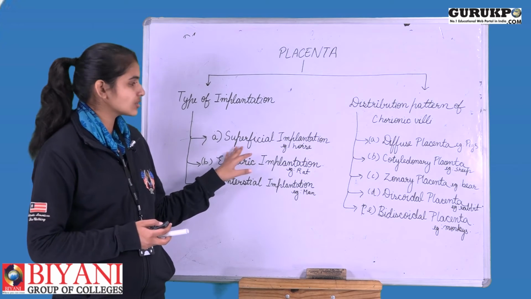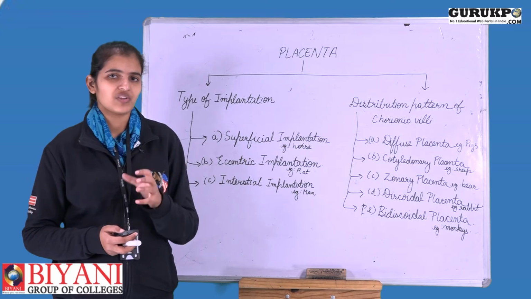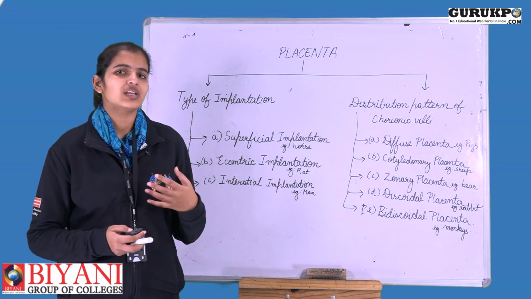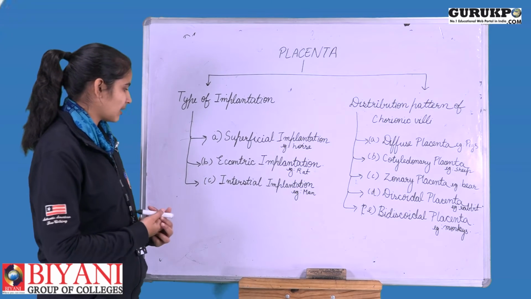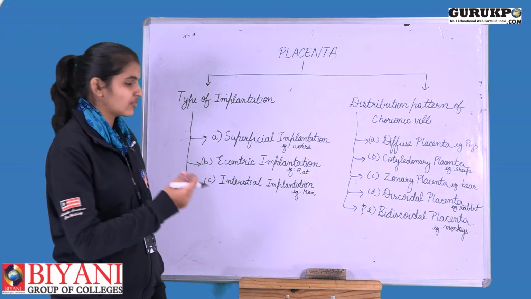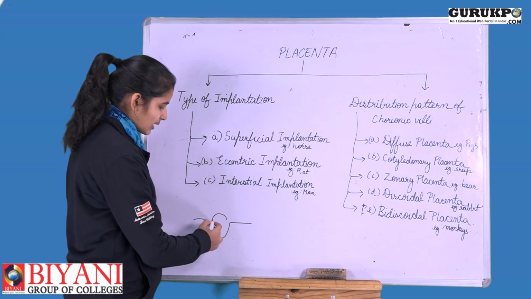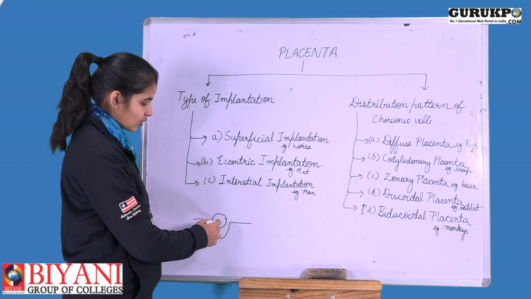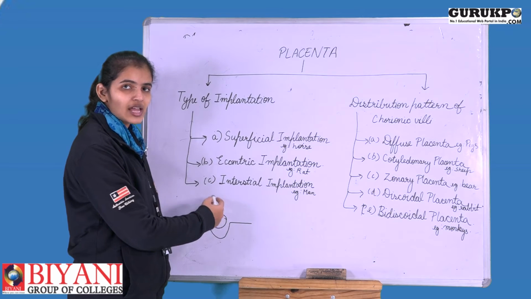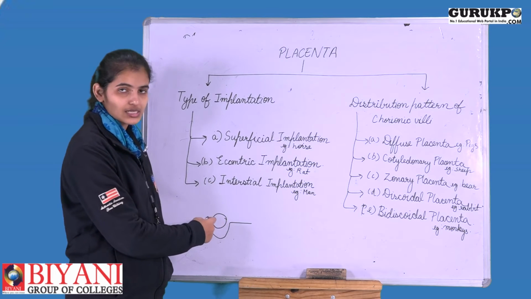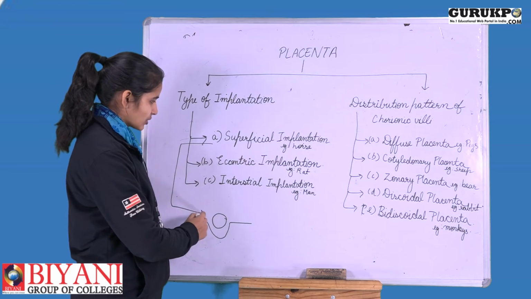Here the placentation is superficial. Superficial itself indicates something that is not very intimate or not very close. Superficial implantation occurs not very close to the uterine wall. Suppose this is the uterine wall, superficial implantation occurs like this. The embryo or the zygote is not properly embedded in the uterine wall. Half of the zygote is outside and half of the zygote is inside. This type of implantation is called superficial implantation.